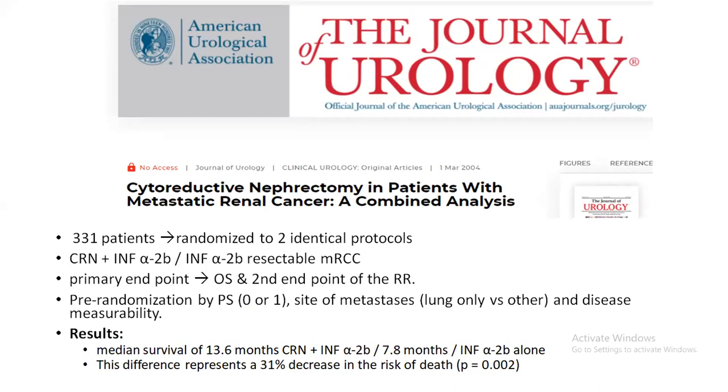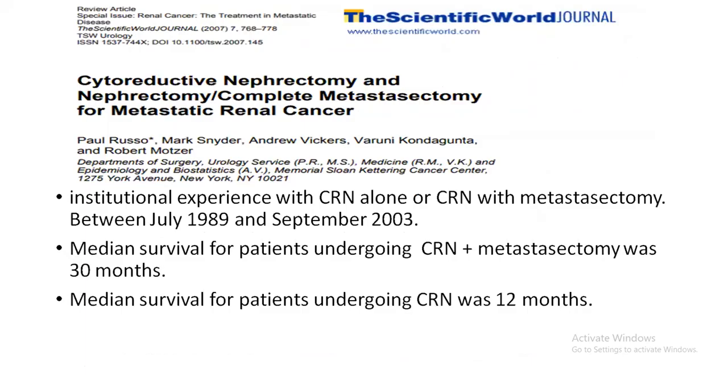And at the last, they looked at the results: the median survival was 30 months with cytoreductive along with interferon, and those who had interferon alone had lower overall survival. Coming toward cytoreductive nephrectomy again, whether the patient had complete removal of the metastatic disease or not. It's an institutional experience that they shared, with cytoreductive alone and cytoreductive with metastasectomy.